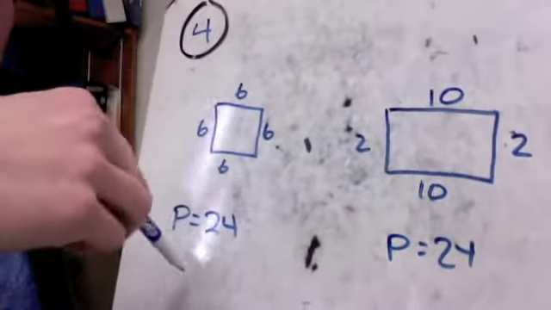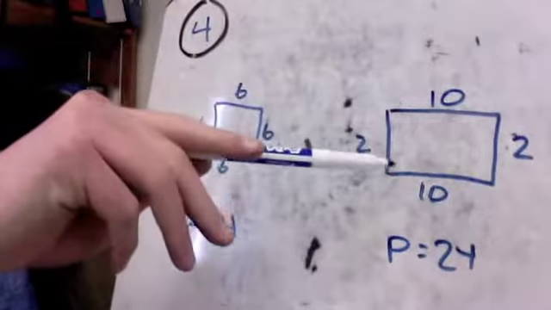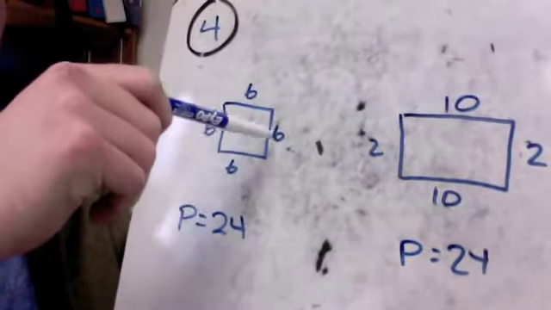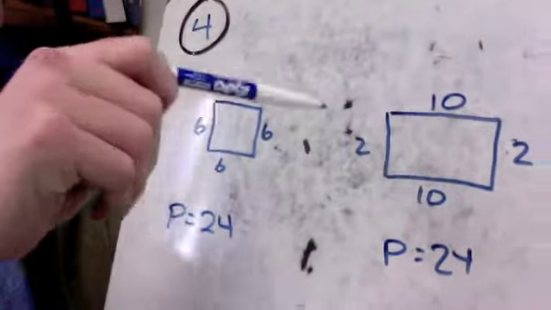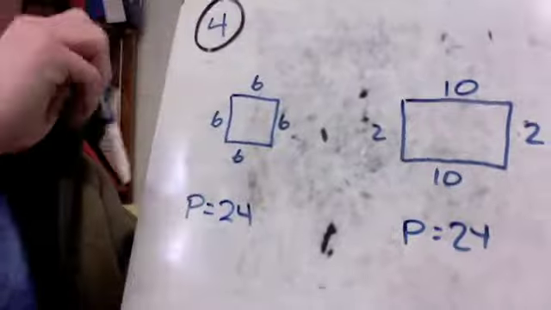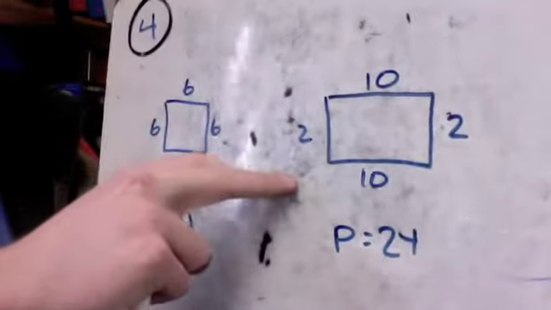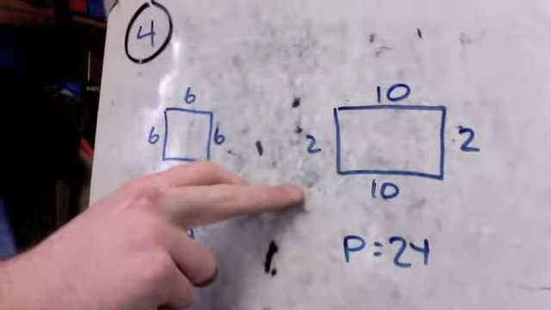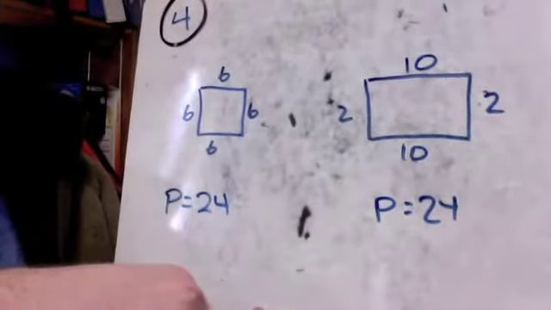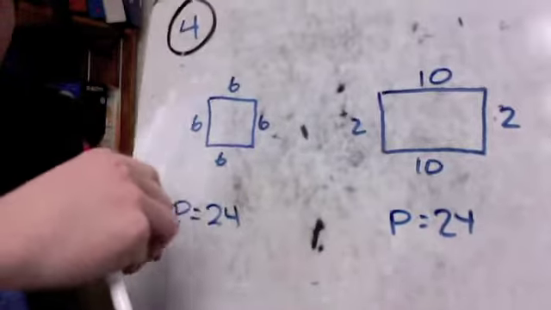If you notice, it's going to take the same amount of fence to build both of these. If I add around all the sides here, that's 24. If I add around all the sides here, it's also 24. So make no mistake, these would cost the same amount to build, because we have the same amount of fence here as we have here. Now the difference is which one's going to give you more space on the inside.